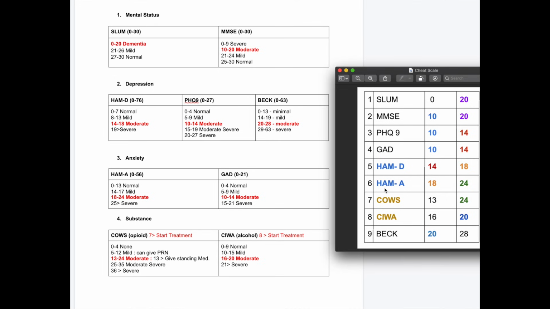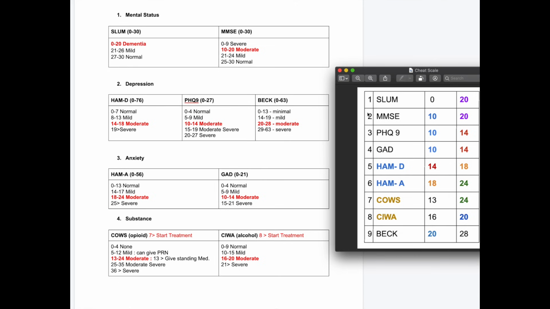The next one that I have is HAM-A, 18 to 24, okay? The next one that I have for number 7 is 13 to 24 for COWS. 13 to 24 for COWS is moderate. SIWA is 16 to 20, which is moderate. Last but not least, we have Beck. Beck is 20 to 28.